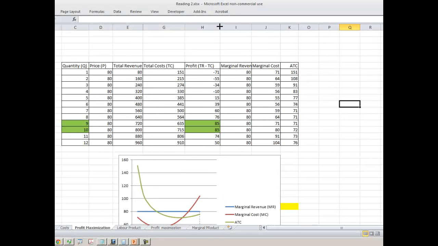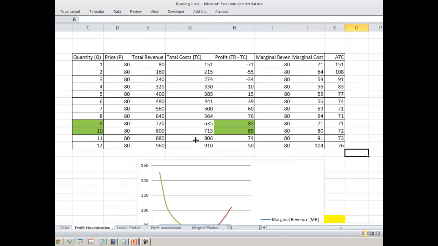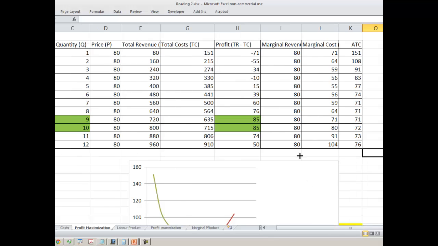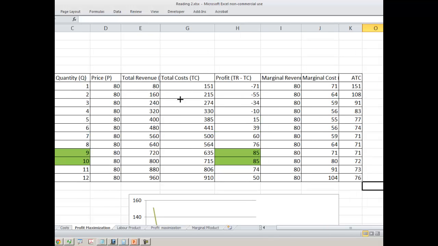So you may be wondering what is the point where the firm should produce such that their profit is maximum, right? So we are bringing this concept here, and we'll try to understand where it should produce. So what we have is, this is the quantity, this is the price, this is the total revenue, total cost, and then the profit. This is your marginal revenue, marginal cost, and then this is your average total cost.